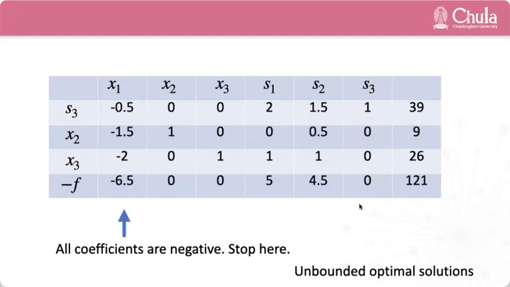And finally we end up with this one, where the coefficient of the objective function is still negative, but we cannot remove any previous basic variables out of the set because all the coefficients here are negative. So that means we have an unbounded optimal solution here. When we end up with a similar situation, okay, any questions?